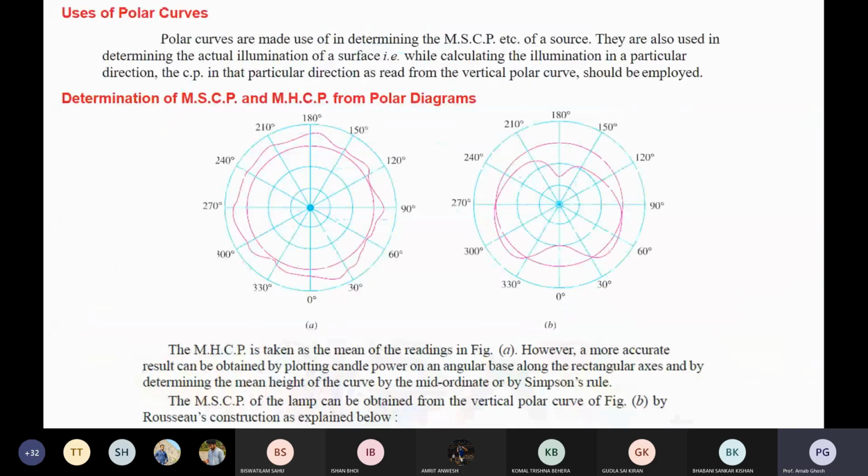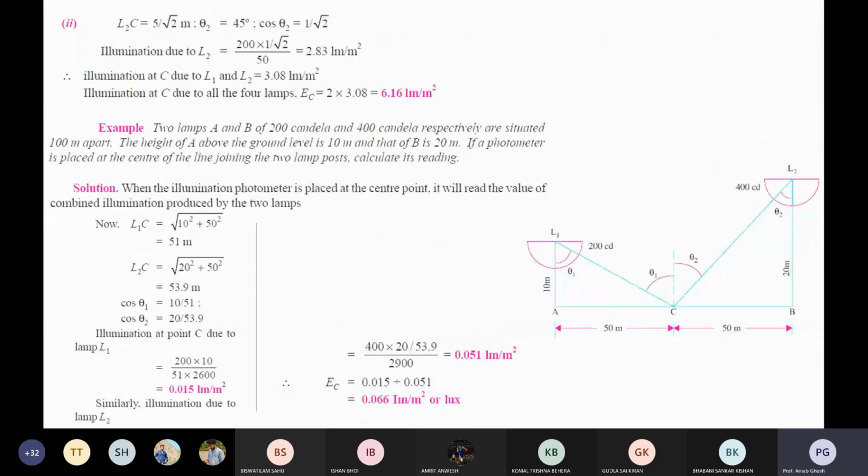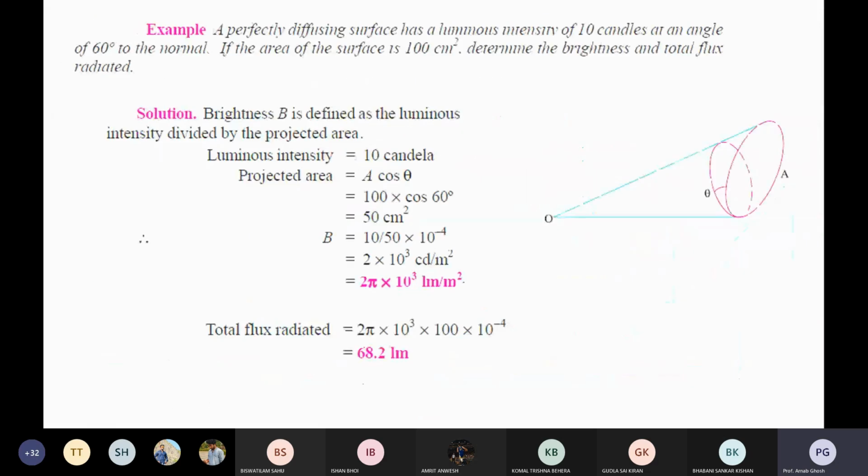In my last class I discussed some numerical problems and some laws of illumination, and numerical problems based on them. One numerical problem was pending basically. So all of you please note it down in your classwork copy. The problem: a perfectly diffusing surface has an illumination intensity of 10 candela.